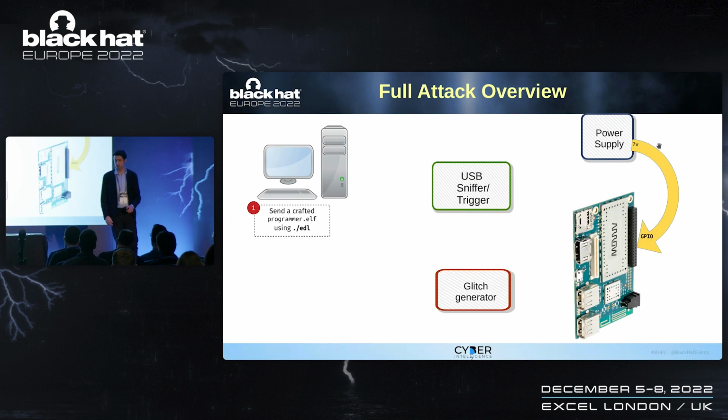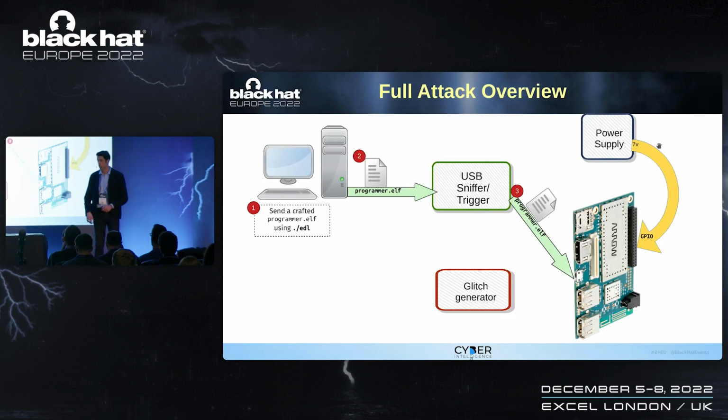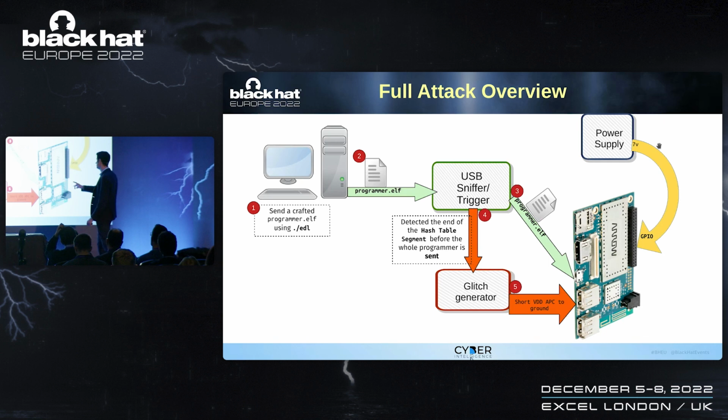Okay, so the first step is to send a crafted programmer. So it means that you can download the programmer from Qualcomm, right? You can add the code you want, the perfect one for you, with peek and poke, read, write, execute instructions, whatever you want to do. And then you are going to send this programmer to the board, but it will go through the USB sniffer, right, until it reaches the board. But we will detect when this programmer is going through the wire. And when we see this programmer going through the wire, what we're going to do is this glitch.